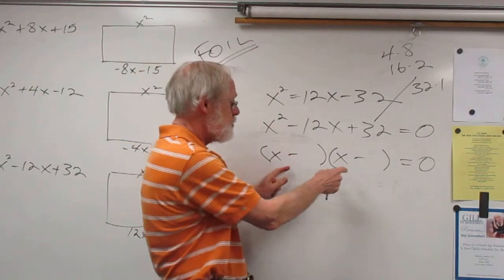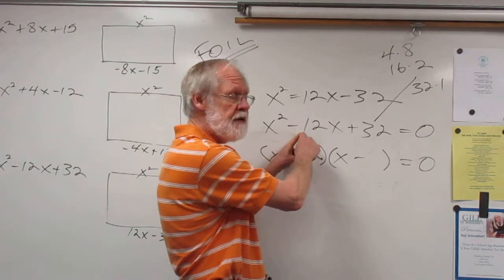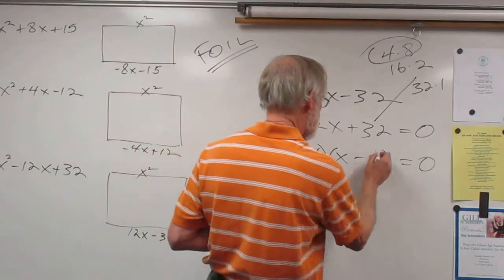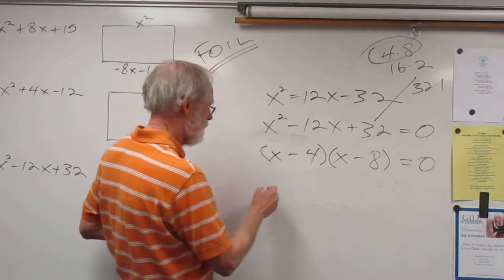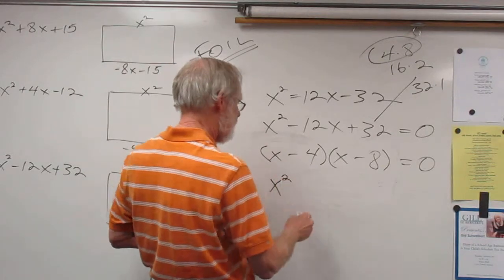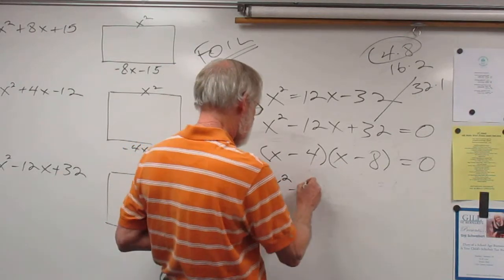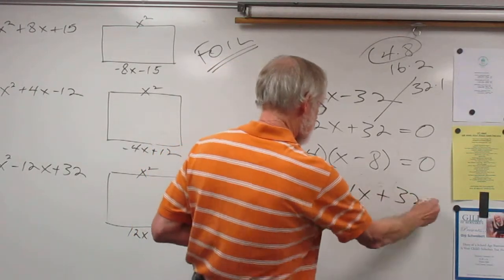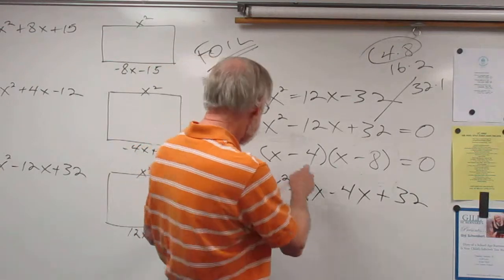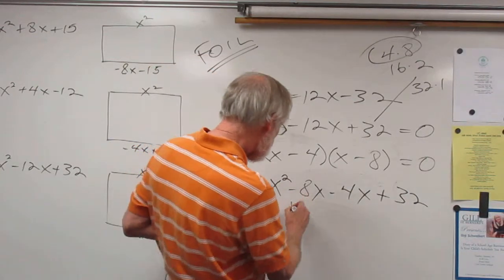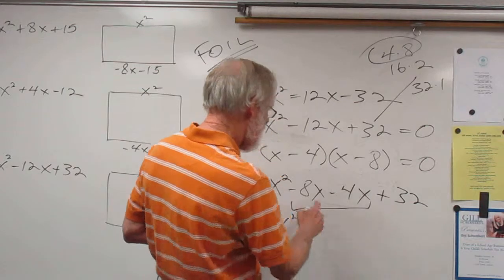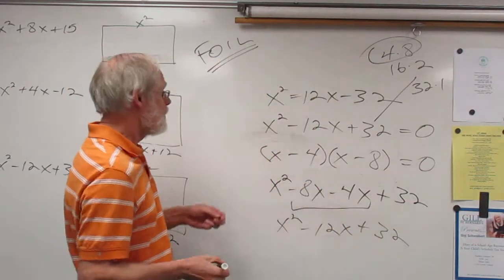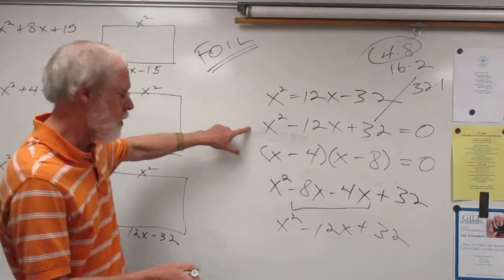So I'm going to put those signs in. Now I'm looking for two numbers that combine to give me a 12. And that's going to have to be 4 and 8. So let me put a 4 here and an 8 here, and let's see if that works. X times x is x squared. Outer terms minus 8x. Inner terms minus 4x plus 32. Combining the middle terms, we have x squared minus 12x plus 32. So that's what we had right here, so it worked.